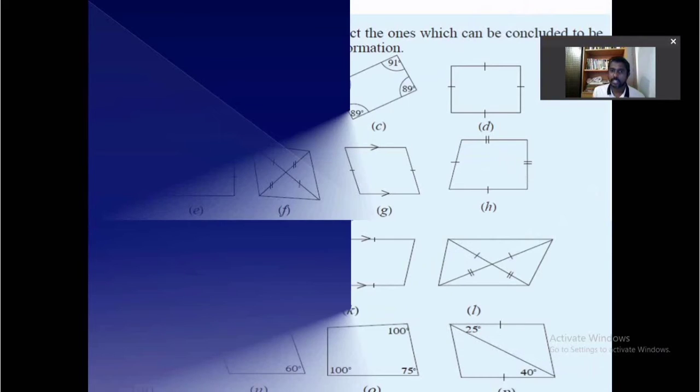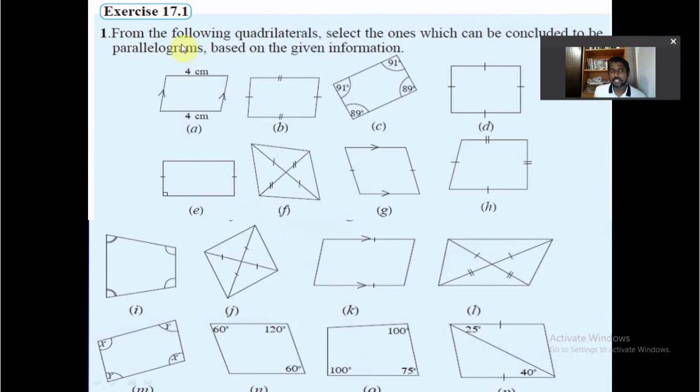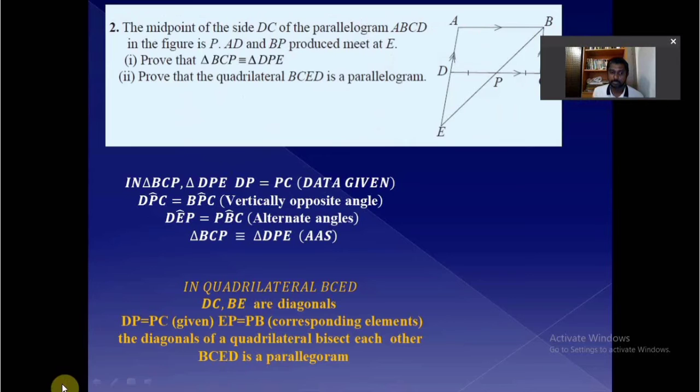Next, here is exercise 17.1. Here you want to choose which ones are parallelograms. I marked some stars on some quadrilaterals that are parallelograms. The next one has another four or five sums, which you can do using these theorems. Then see here, this is one example I will do and show you.